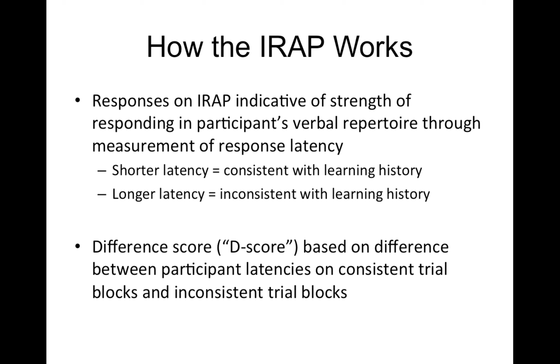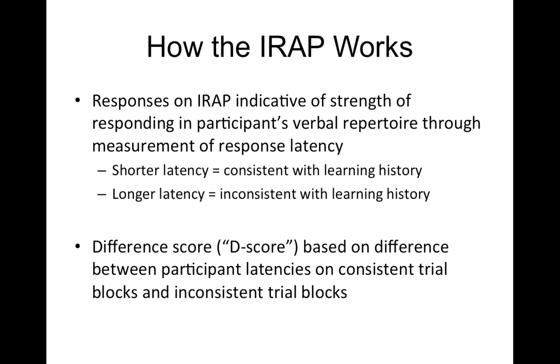So the logic is that if somebody has a shorter latency, this is probably consistent with their learning history. In contrast, if a trial takes longer to respond to, if they have a longer latency, they would argue that this is probably more inconsistent with somebody's learning history because it's taking longer for them to relate. So maybe they had some sort of initial relational response, but then had to make more relational responses in order to get to what is considered to be correct in that particular condition.